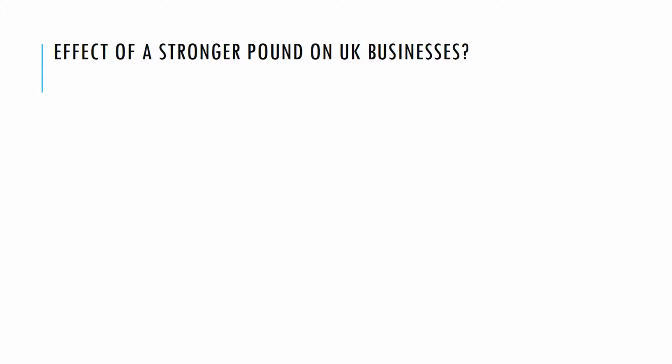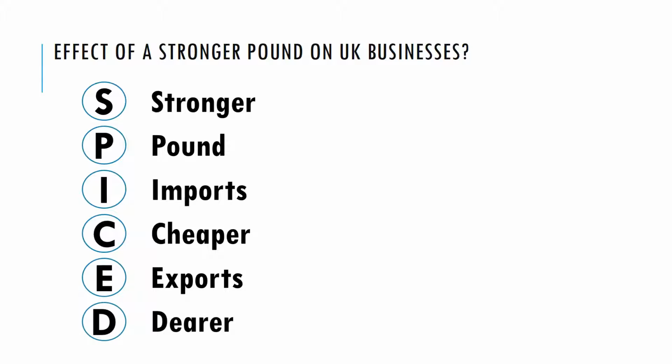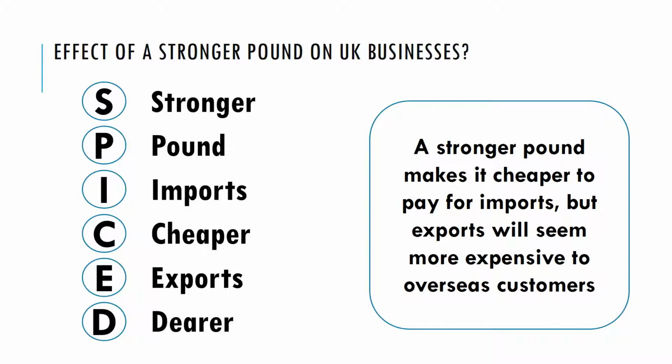So let's have a look at the effect of a strong pound. When the pound has a strong value, a high value, what is the effect on UK businesses? I'm going to say one word to you: SPICED. A strong pound makes imports cheaper and exports dearer. Imports are products that we buy that come from abroad, and exports are products that are made here that we sell to customers abroad. So SPICED is a good way to remember the impact of a strong pound. It makes imports cheaper and exports dearer. It's cheaper to pay for imports, and exports will seem more expensive to overseas customers.